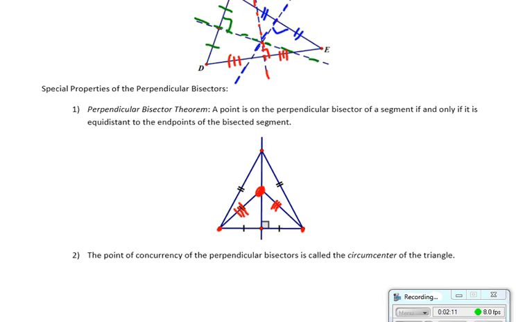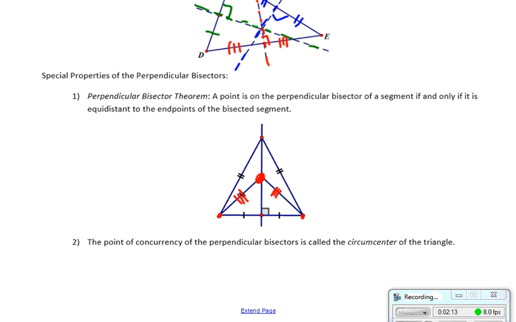The second special property is concerning our point of concurrency. The point of concurrency is a point that is the intersection of the three segments in our situation. In this case, these are perpendicular bisectors. We're going to be looking at points of concurrency of different types of segments. But in this case, the point of concurrency for our perpendicular bisector is called the circumcenter of the triangle.